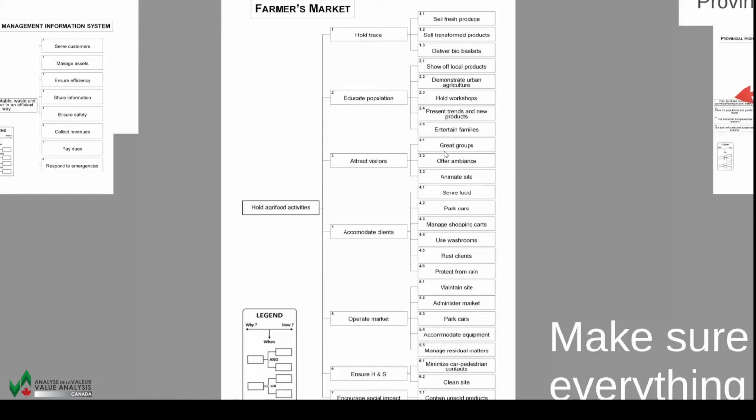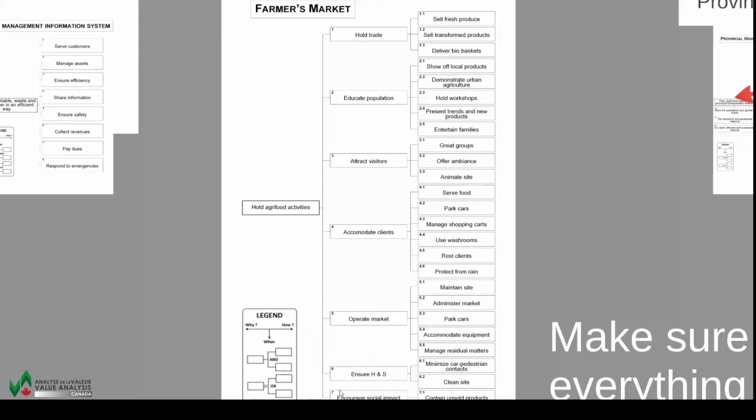You also need to attract visitors, so groups can come. There could be groups of students or groups of the old age or groups of tourists or whatever. So you have to design something in your farmers market so a bus load of people can come and so on. You need to accommodate your clients. How? By serving food, parking their cars, managing shopping carts, all the things. You need to be able to operate that market. So the administration of it, and then ensure health and safety by cleaning and minimizing car-pedestrian contacts.